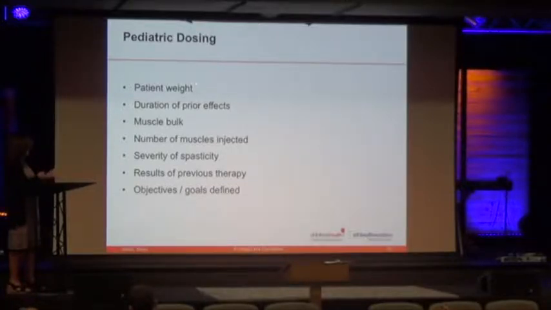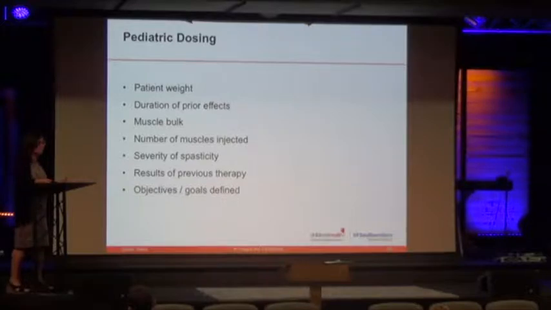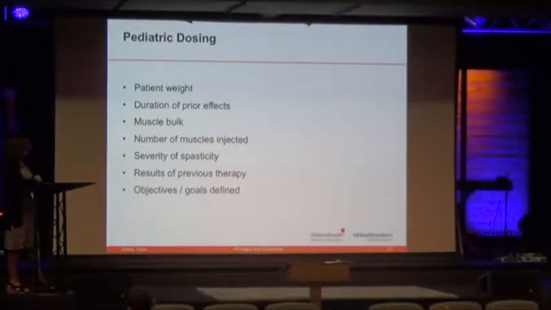Now, there are other factors that play into it. Of course, the duration of the response. When I do it multiple times, it matters how long it lasts. If it is every 6 months, if it is every 3 months that we need to do it, it makes a difference. The muscle bulk, the muscle size, the size of the kid, the number of muscles we have, targeting, the severity of the spasticity, how bad the spasticity is, or sometimes the dystonia is.